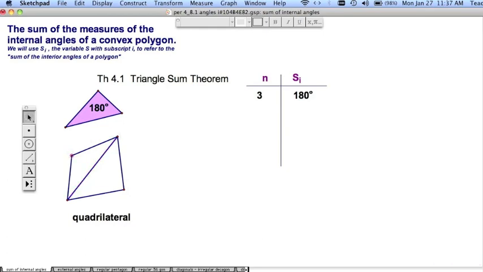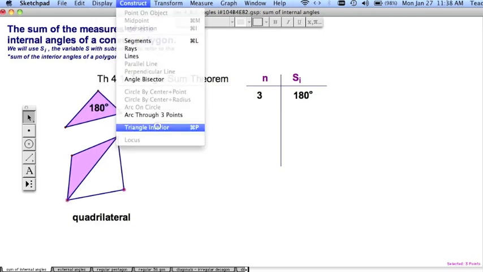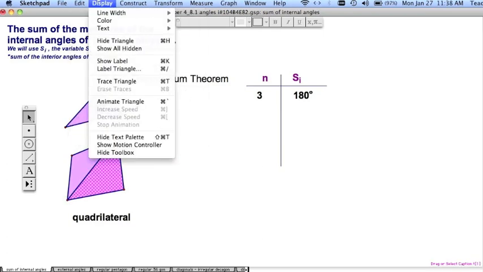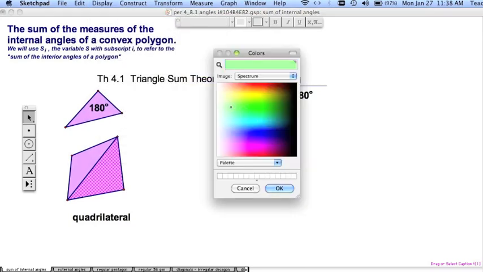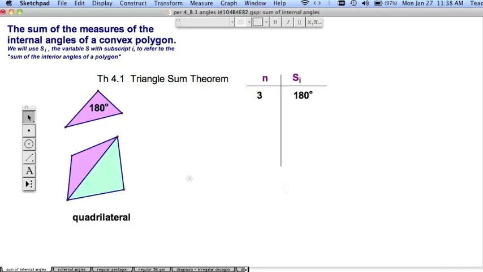Even though it has 2, I'm going to draw 1. So I'm going to construct a triangle interior. And then I'm going to construct another triangle interior. Why? Because it's fun. And I'll make them different colors. You're all in Sketchpad 5, or I think most of you are, and it automatically changes color on you. Oh, you just split them right there? You're splitting this quadrilateral into 2 triangles.